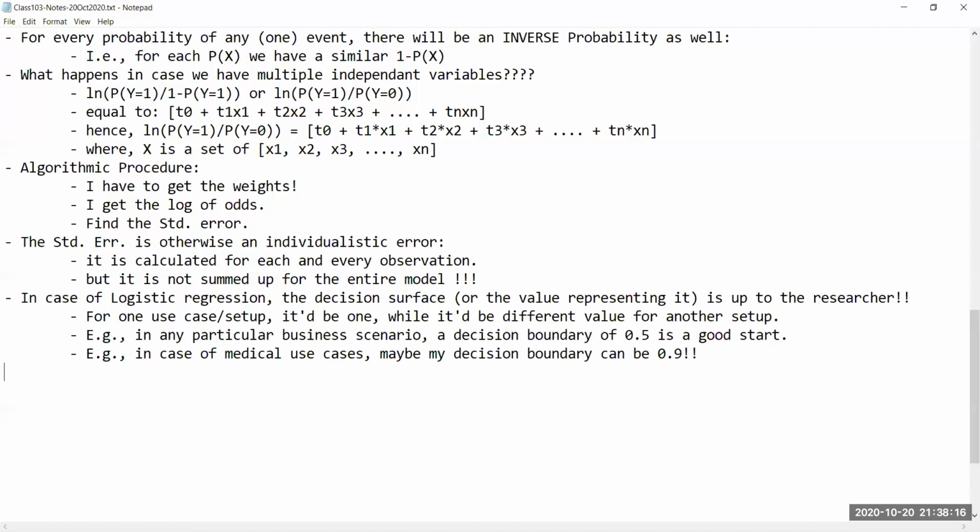Deciding the decision boundary is entirely up to the use case which we are trying to solve. It has really nothing to do with the mathematics of the logistic regression. The mathematics of the logistic regression is a different thing, and what we are trying to predict will obviously be dependent on the decision surface, and the value that we choose is going to be completely different, right? Please keep this in mind. Please don't get confused that my model is going to give me the decision surface. In case of a logistic regression, it won't.